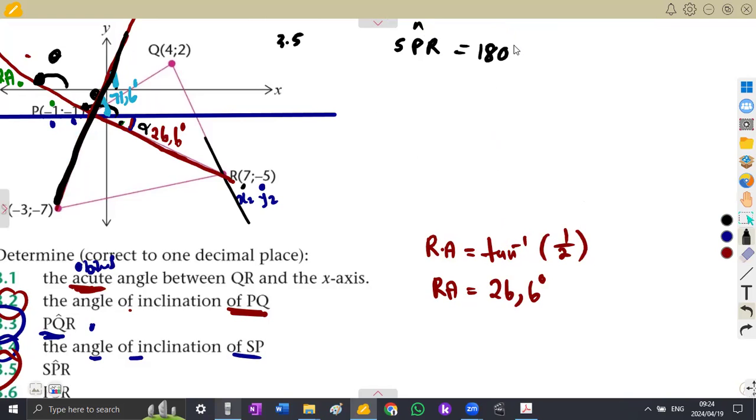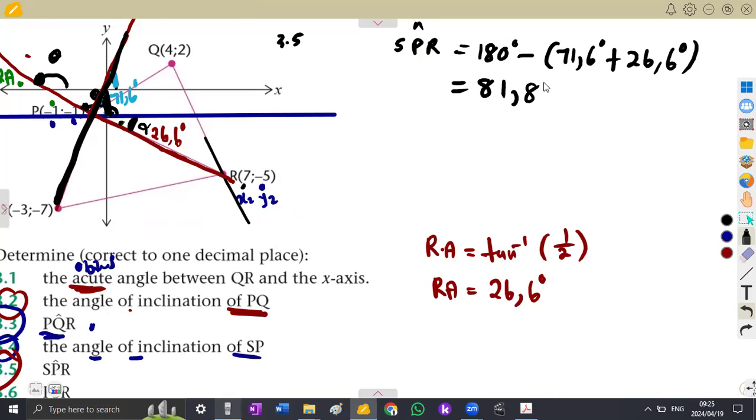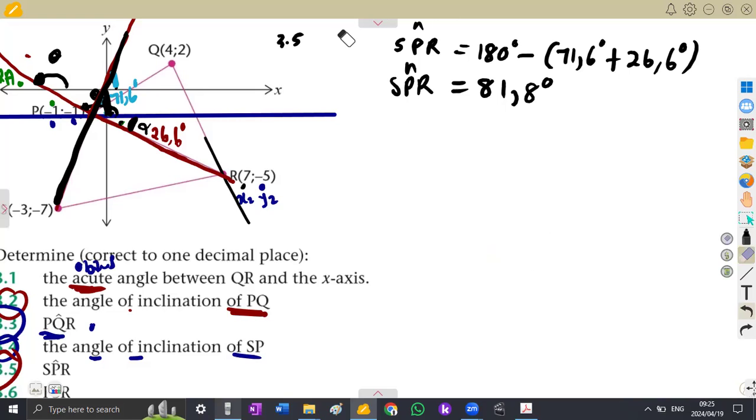Knowing that angles on a straight line add up to 180 degrees, I'm going to subtract the 71,6 between this line and this part here, just this piece alone. That is 71,6 degrees. And this piece here of alpha, this side here, the one that I was mentioning, the 26,6 degrees. With this, we can calculate everything that we need. That is 180 degrees minus the 71,6 plus 26,6 degrees like this. So this was going to give us 81.8 degrees. So this whole angle was going to be 81.8 degrees. That's our angle SPR.